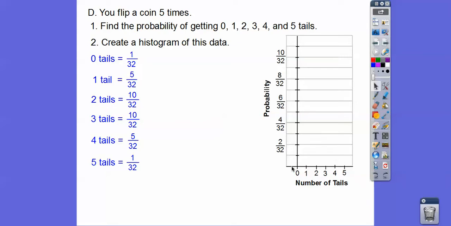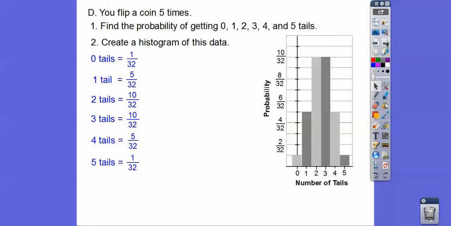So we'll go halfway over here, and go up to 1 over 32. So we'll go halfway over there. So there's 1 over 32. Okay, the next one is 5 over 32. So there's 5. Go up 5. The next one is 10 over 32. 10 over 32, 5 over 32, 1 over 32.